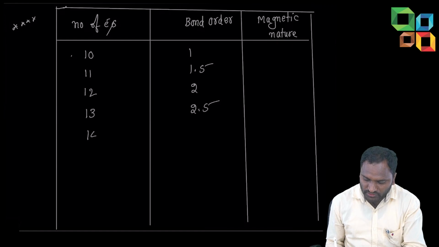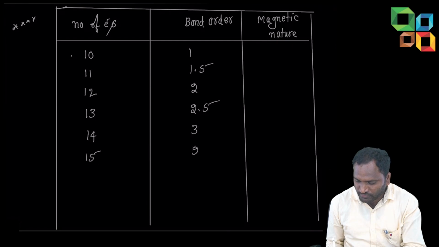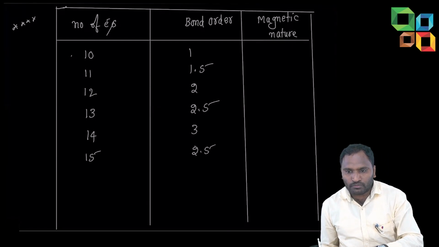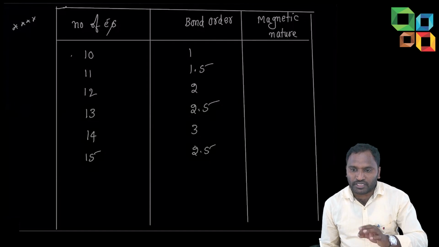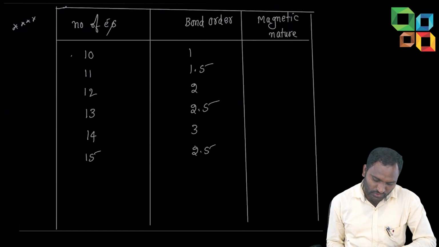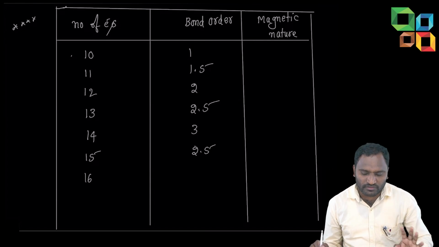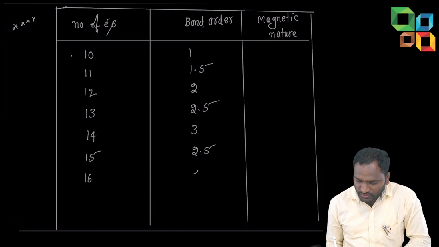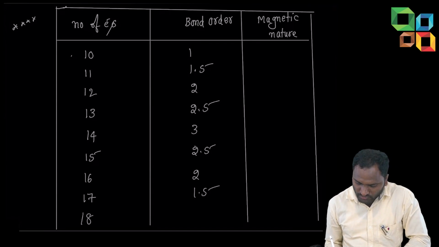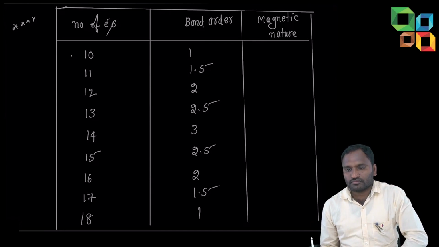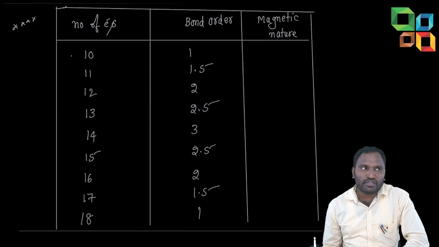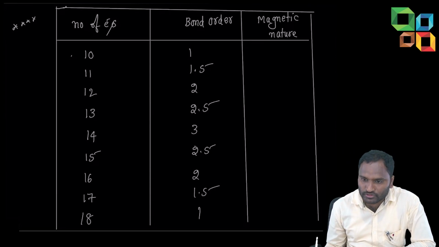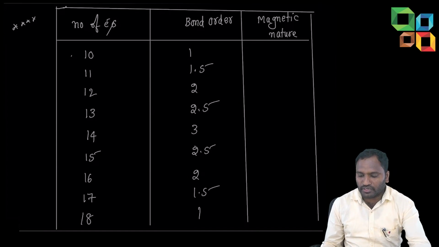If the system contains 14 electrons, 3. If it contains 15 electrons, 2.5. See, students, up to 3 bond order increased, and again it is decreasing by 0.5, 0.5. Only so much. You need not remember this energy order and all; you can save time also. 16, 2, again decrease. 17, 1.5. 18, 1. If you write the electronic configuration and arrange the electrons, you will get the same.